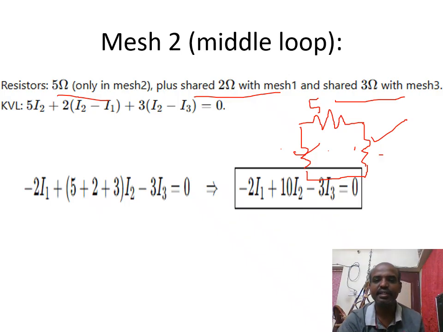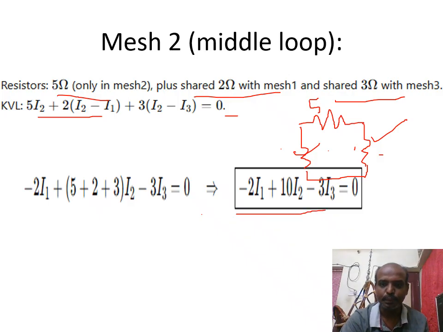So here we are applying the KVL. So here all the voltages will be in a drop stage. So that's why this side is voltage drop, this side is voltage rise. So from this we are obtaining this equation. So this equation we will mark as 2.